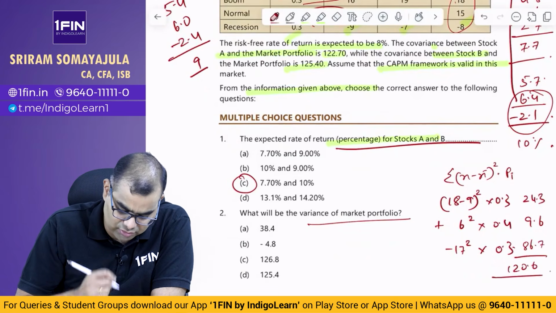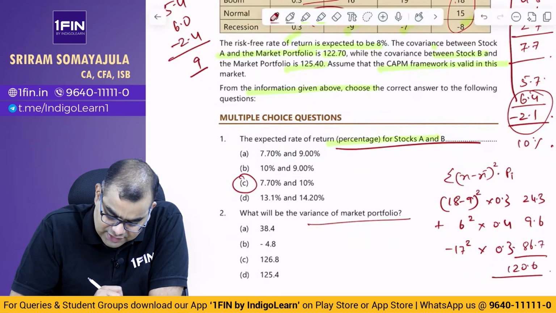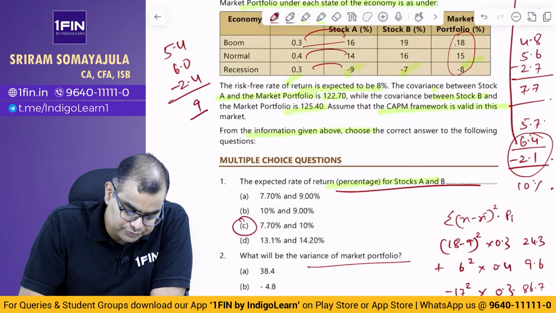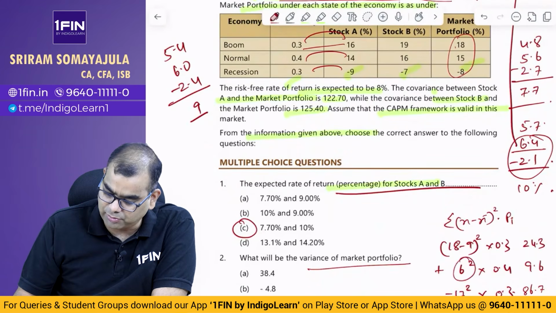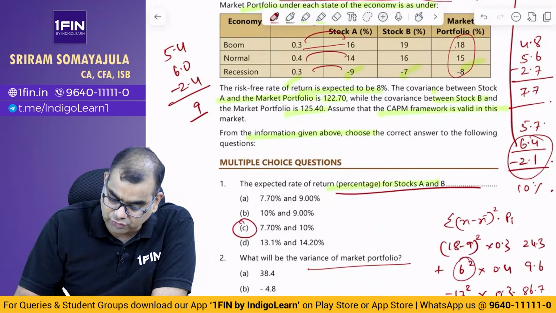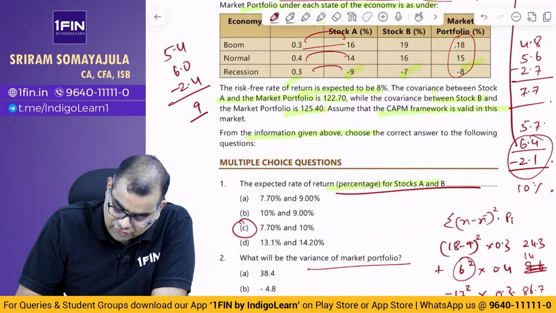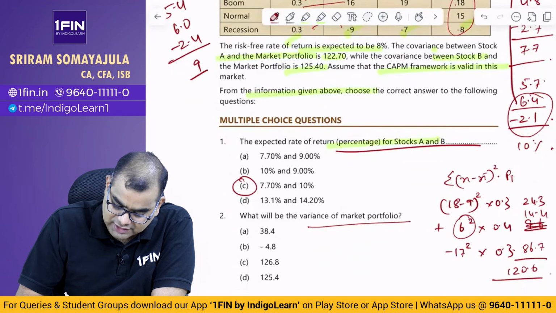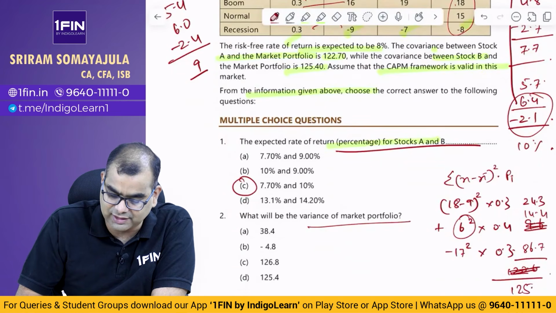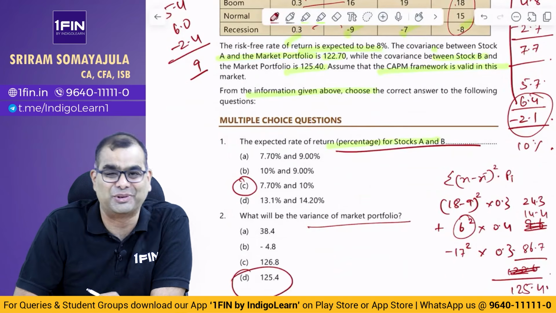Is it there here? No, we got a slightly different answer. Somewhere I must have made a mistake. See, this is where I made a mistake. 6 sixes are 36. 36 into 0.4 is 14.4. It is not 9.6, it is 14.4. 14.4 plus 24.3 plus 86.7 is 125.4. See, that is where you have to be careful. Use a calculator. Don't try to be over smart like what I did.